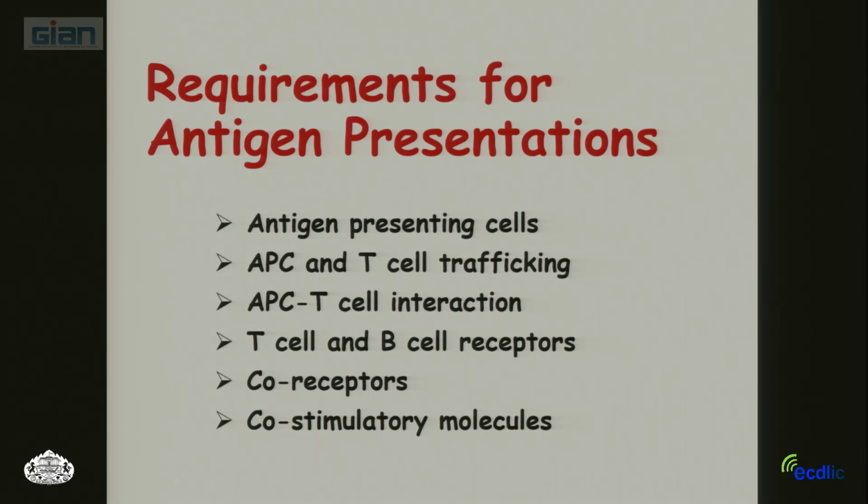T cell and B cell receptors are definitely required. There are many co-receptors involved in this process, and of course co-stimulatory molecules are part of the regimen. So there are a lot of specific requirements for antigen presentation, and you will come to realize at the end of the talk why they have to have so many multiple controls, checks and balances. The basic idea is to have a very defined, specific antigen-dependent response.